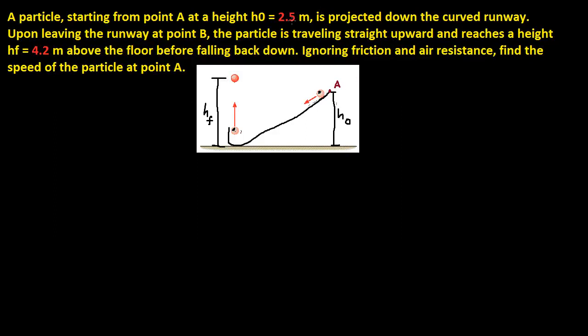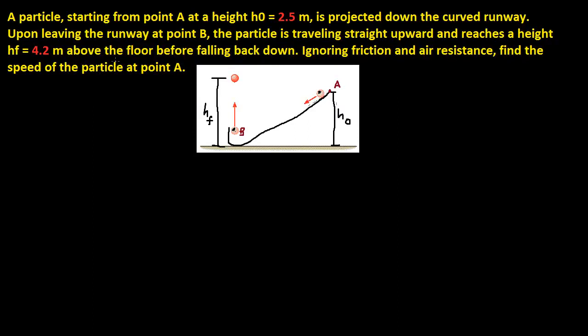And then continuing, it starts at a height of 2.5 meters, and this is projected down the curved runway. Upon leaving the runway at point B, right here, the particle is traveling straight upward and reaches a height of 4.2 meters above the floor before falling back down. Ignoring the friction and air resistance, find the speed of the particle at point A.